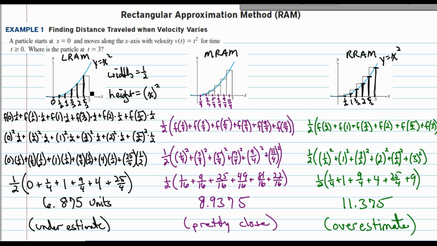Now MRAM is going to take the middle of each of these divisions. So the middle, instead of using 0 and 1/2, I'm going to use the middle of those, 1/4. Or between 1/2 and 1 is 3/4. Between 1 and 3/2 is 5/4, and you can see the pattern.